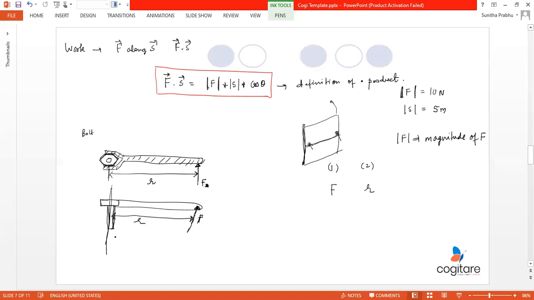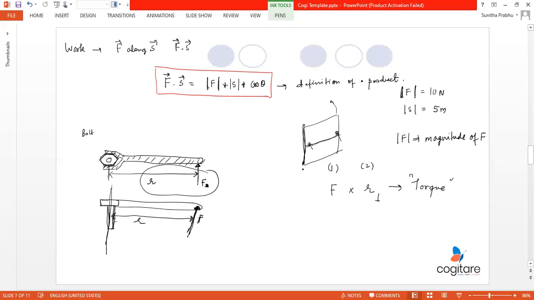Do you guys agree? Yes, sir. This is the direction of application of force into the laptop. This distance is a perpendicular distance. So what are you applying? You are not applying merely force. You are applying force at a distance. So the combined entity, F into r perpendicular, is what we call torque.